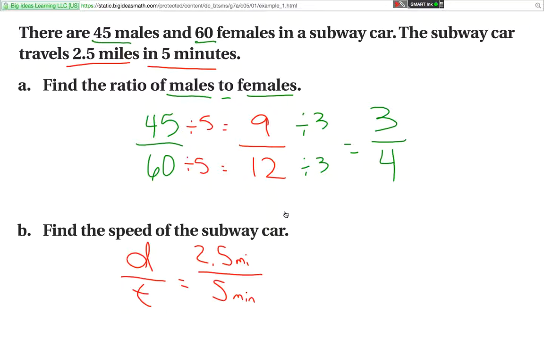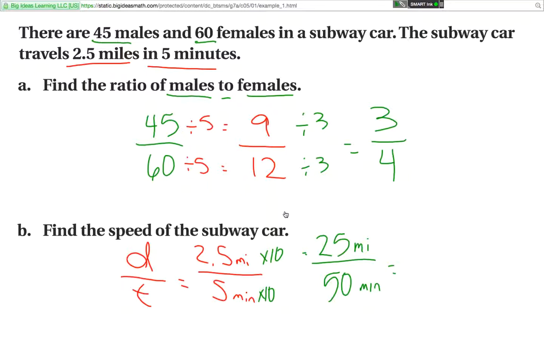So the first step I would recommend is getting rid of the decimal before you simplify. And I would do that by technically multiplying by 10. And the reason why I said multiplying by 10 is because that's one decimal place movement. So 2.5 times 10 is going to give me 25 miles. And 5 minutes multiplied by 10 will give me what? 50 minutes.